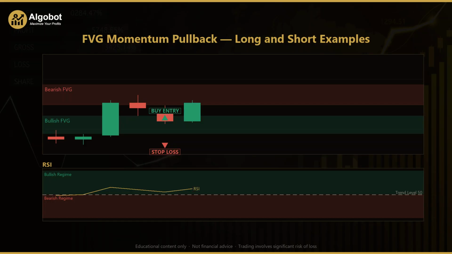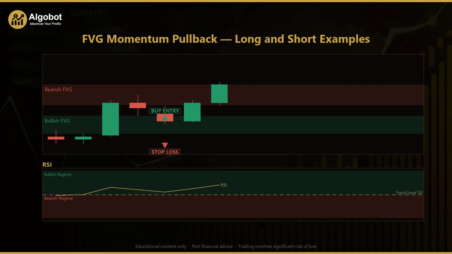Notice that as this candle prints, RSI lifts firmly into the bullish regime above 50, telling the strategy the move has genuine momentum behind it. Now the strategy does not chase. It marks the gap and waits patiently. Over the next candle, price cools off and drifts back down, retracing into that green pocket. This is the pullback the whole strategy is built around.